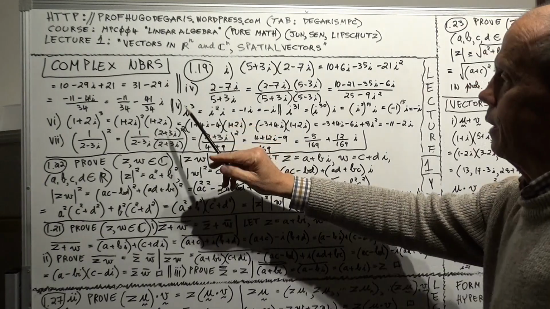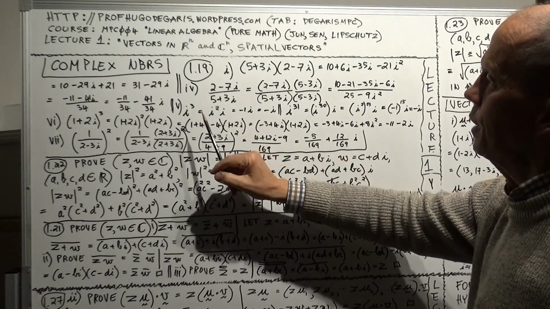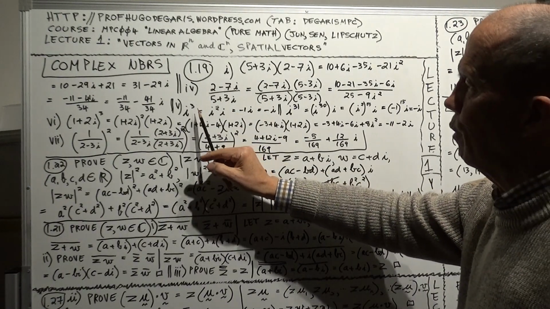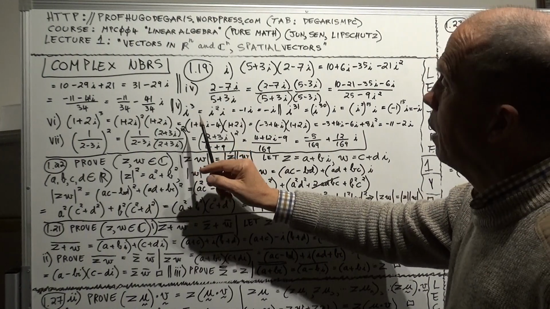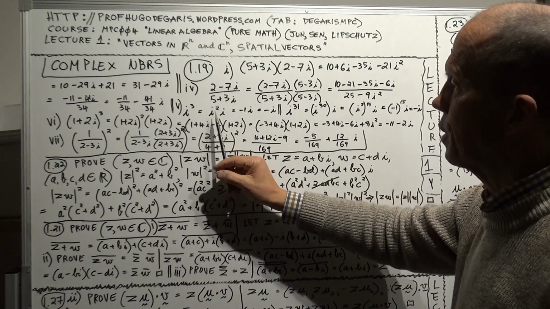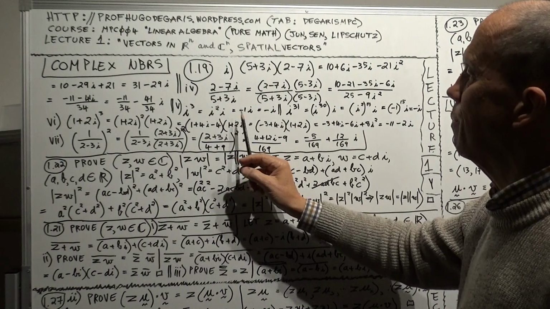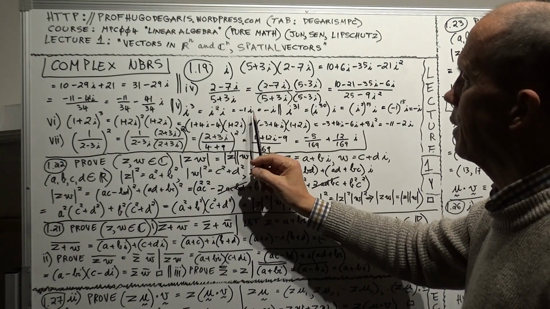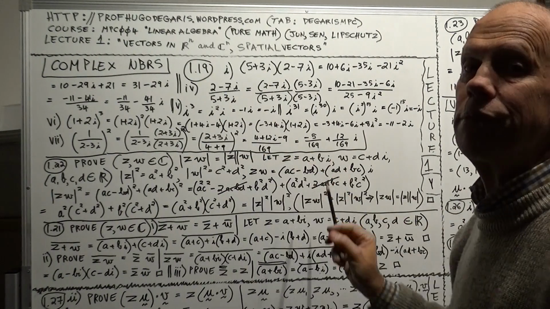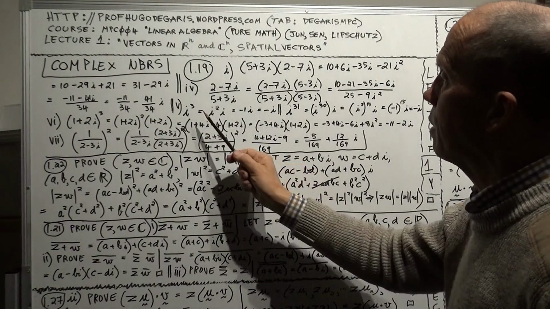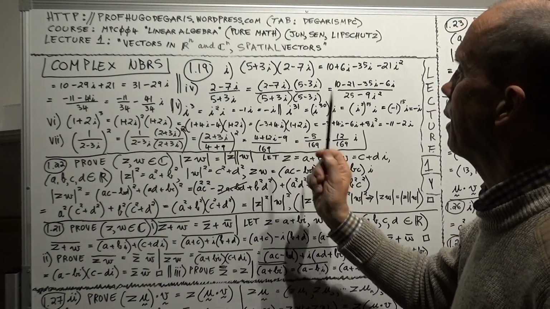Right, part 5 of this question. Simplify i cubed. Well, i cubed is just i squared times i, but i squared is minus 1, so you get minus 1 times i, so it's just minus i, simplifying. Right? So i cubed is just minus i.